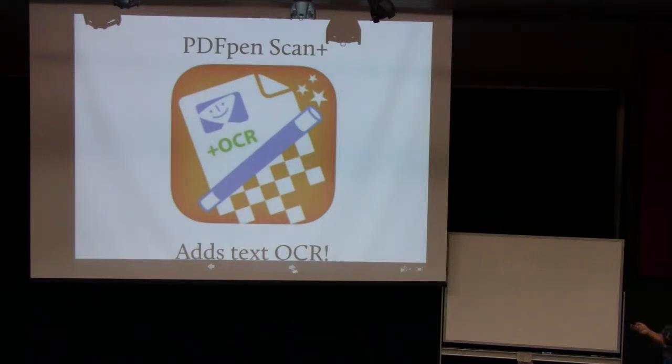This one adds OCR. Anyone geeky enough to know what OCR is to tell us? I saw a hand back there. Yeah, so it scans the text and turns it into editable text. So not only can you search for it, you can copy and paste that text and do something else with it. This one's about $5. PDF Scan Plus, PDF Pen Scan Plus. So it does everything that the other two do, plus that OCR scanning.